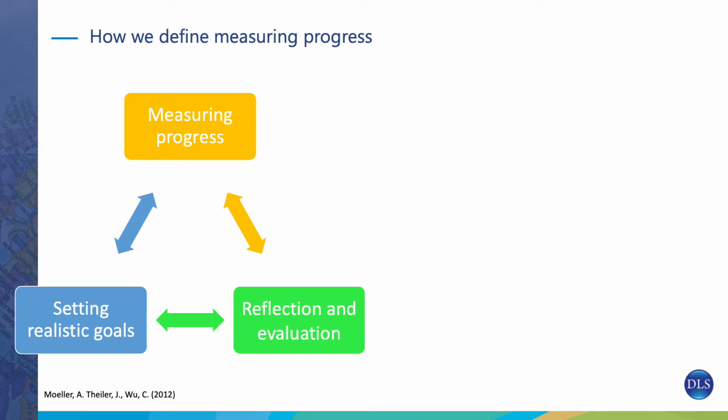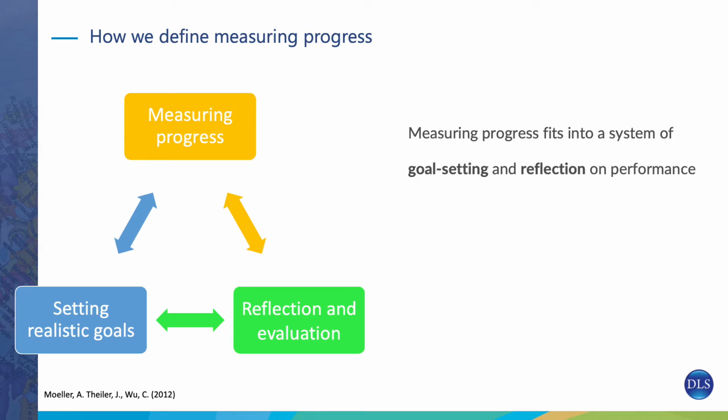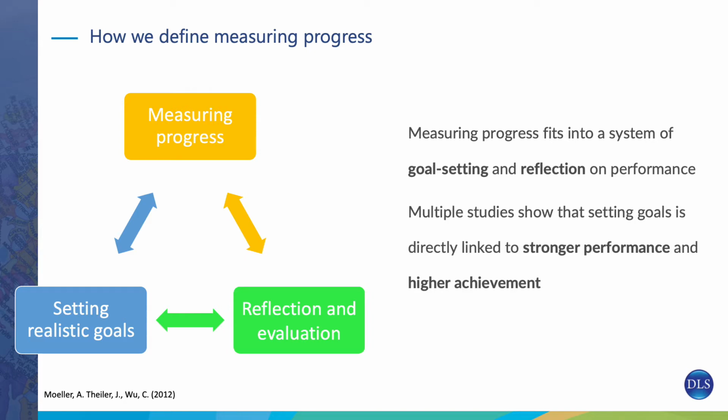When we define what it means to measure progress, we see that measuring progress fits into a system of setting goals and then reflecting on performance. So it's kind of this three-part system, and that's how we measure our progress. And multiple studies have shown that setting goals is directly linked to stronger performance and higher achievement.